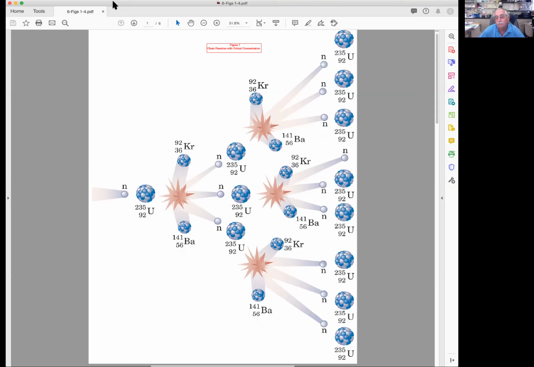Now here's a question. What if I had a bunch of other atoms in this sample, and those other atoms would simply be blocking the neutrons, preventing them from hitting uranium-235? Would it be a chain reaction? Would the reaction keep going? And the answer is no.